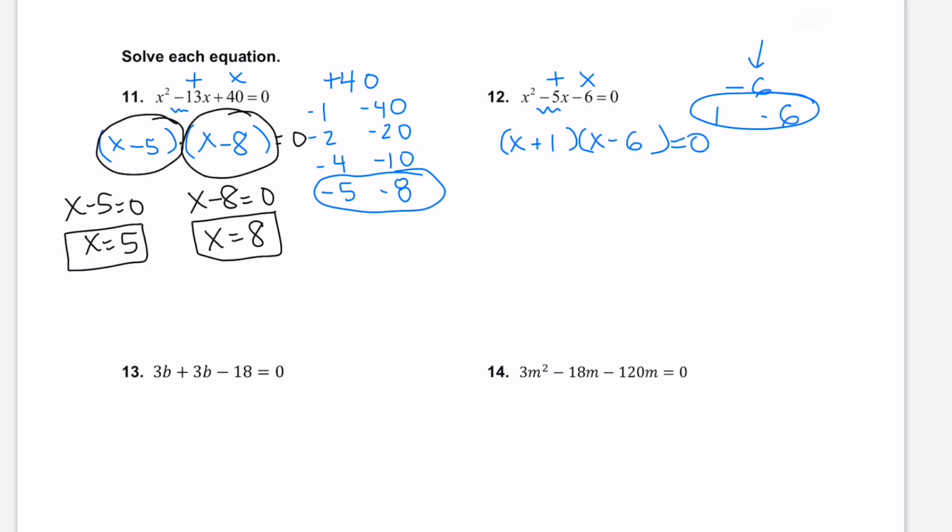If two things multiply to equal 0, we know either the first one has to equal 0 or the second one has to equal 0. Now, what number plus 1 equals 0? X would equal a -1 here, and x would equal a positive 6 here. 6 minus 6 equals 0.